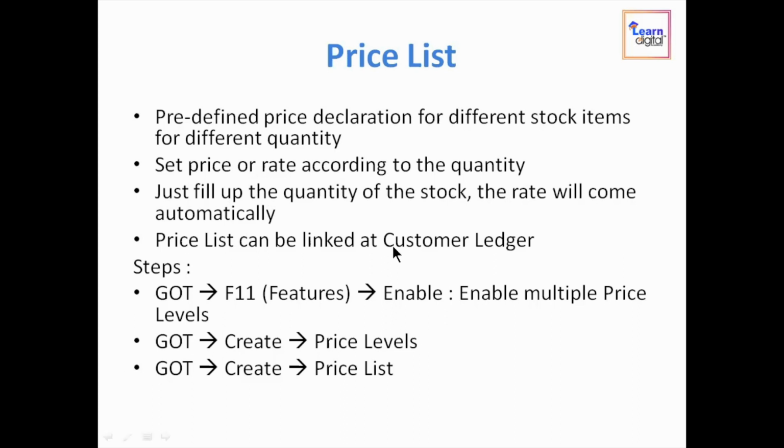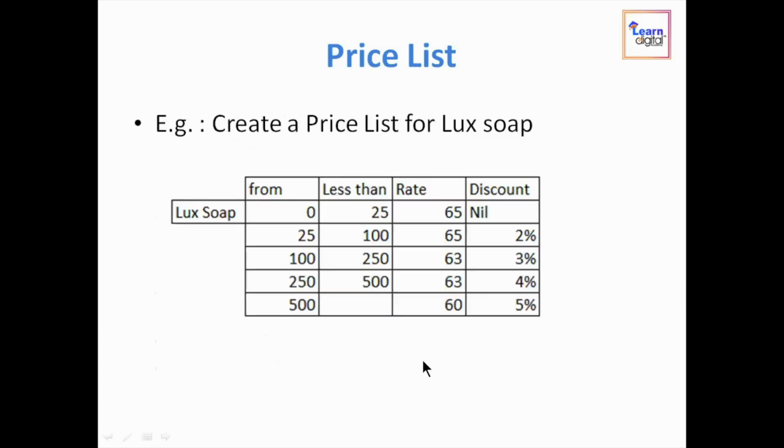So price list can be linked to customer ledger also. Let's see how to enable this feature. Go to gateway of Tally, press F11 for features, enable multiple price levels, and then create price levels and price list. For example, I have one example with us. Create a price list for Lux soap.